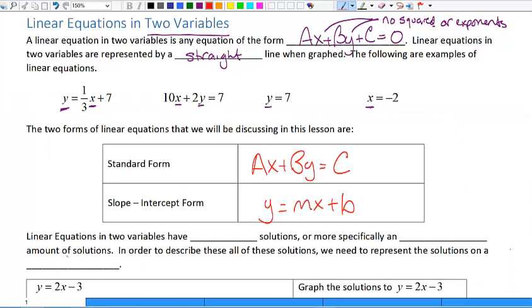Now, linear equations in two variables have many solutions to them. In fact, they have an infinite amount of solutions. So, if we're to describe all the solutions, we need to represent the solutions on a graph. Like some of the other lessons we've already talked about, if there's an infinite amount of solutions, we can't actually list them all. There's just no way. The only way we can do that is to graph them, which is what we're going to do.